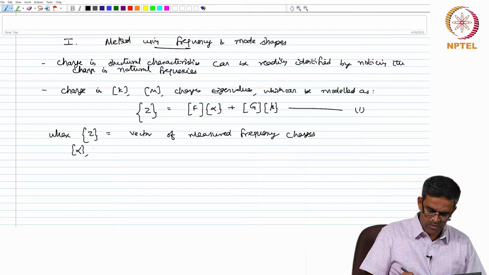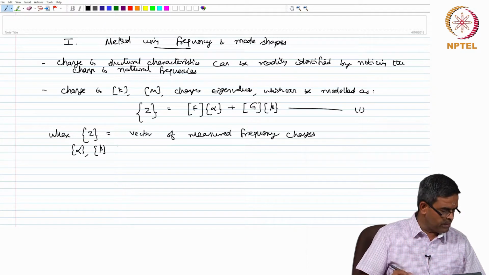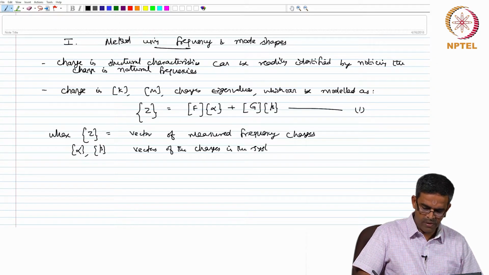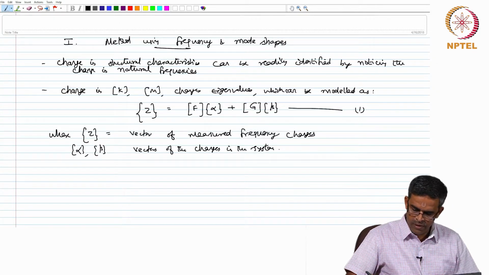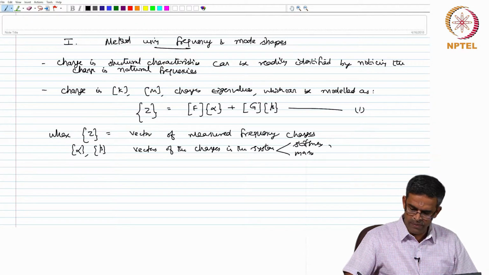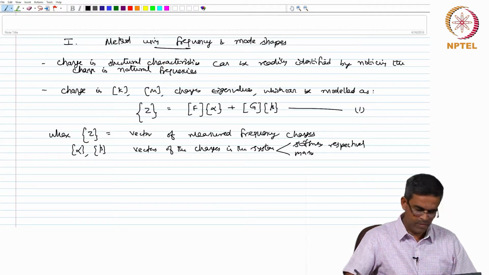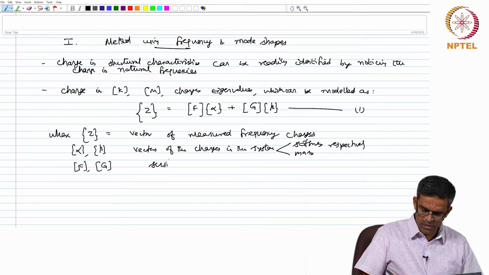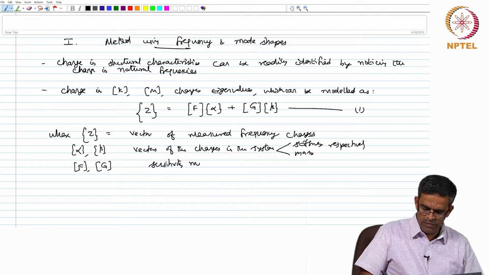Alpha and beta are vectors of the changes in the system related to stiffness and mass respectively. F and G are called sensitivity matrices.